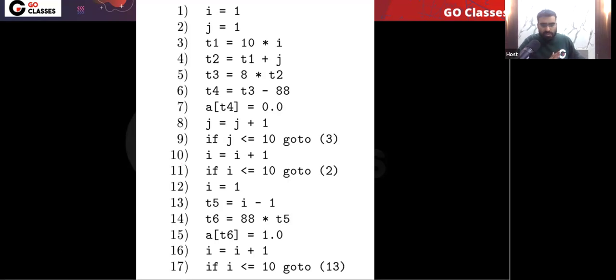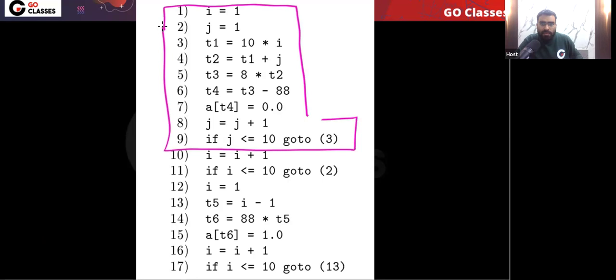Let me ask you one question. In this program, can I say that instructions number 1, 2, 3, and so on, look at this, can I say this is a basic block? Just tell me, is this a basic block or not? Just think about it. It looks like this is a basic block. Some students might be thinking, yes, this is a basic block.